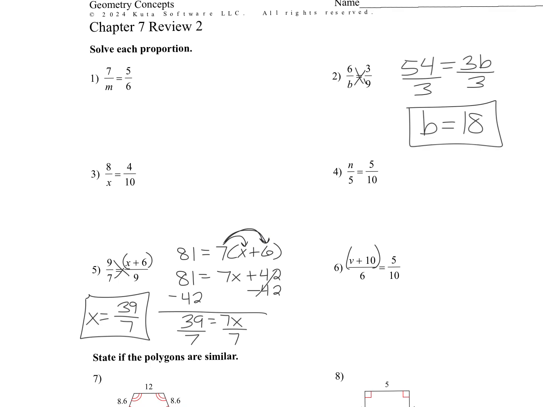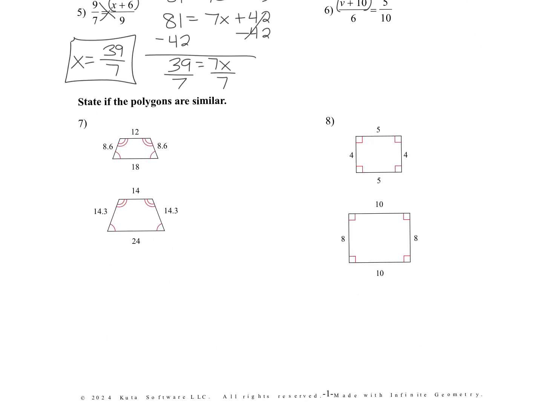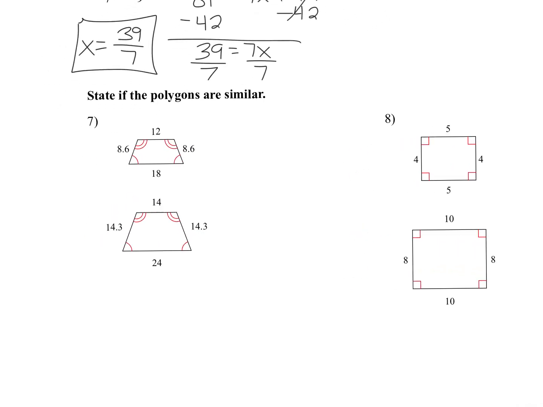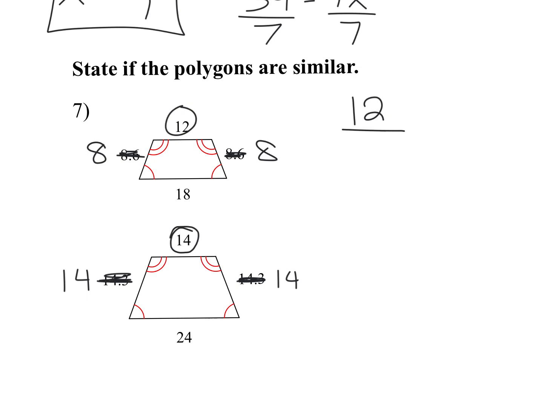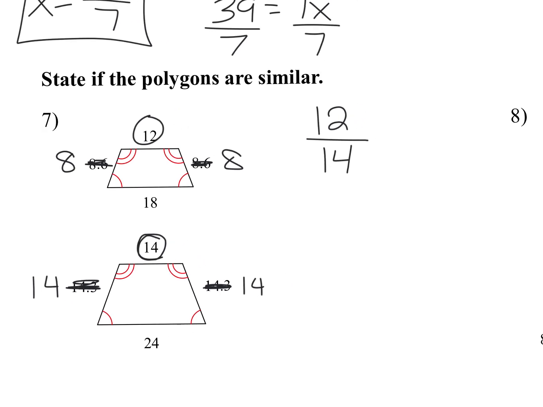Can I move on? Okay, on 7 and 8. Look at number 7. You will not have decimals. Change the decimals to 8 and 14, like I did here. When you're trying to state if they are similar or not, what do you do? What do you look at when you're only given sides? What do you do? Make your ratios, right? So if I start with 12 here, 12 over what? What does 12 go with on the other shape? 14. And then with that, what do I do?